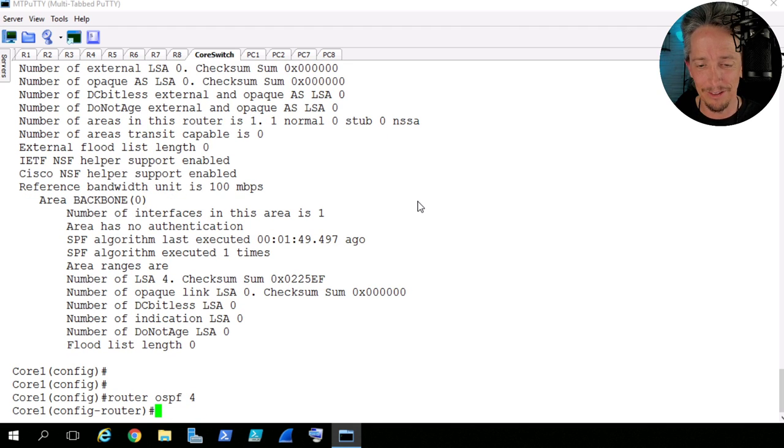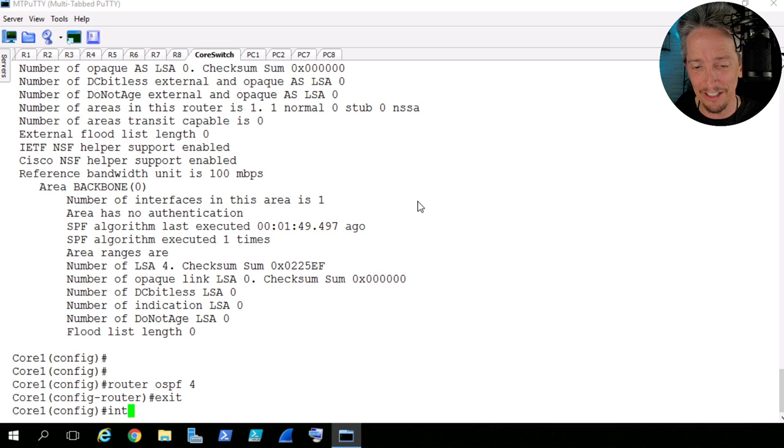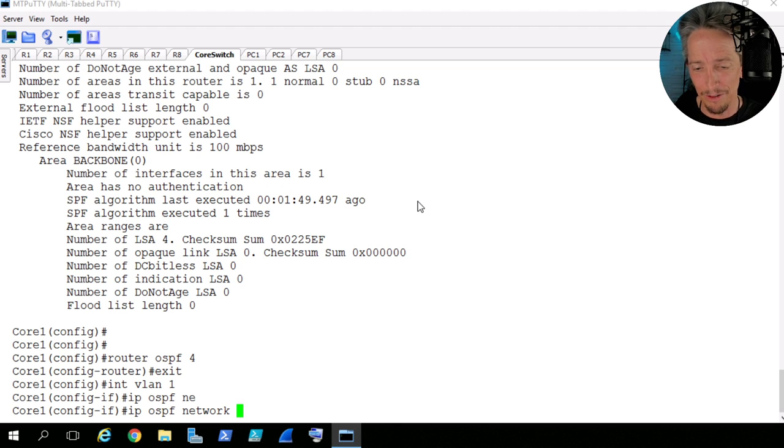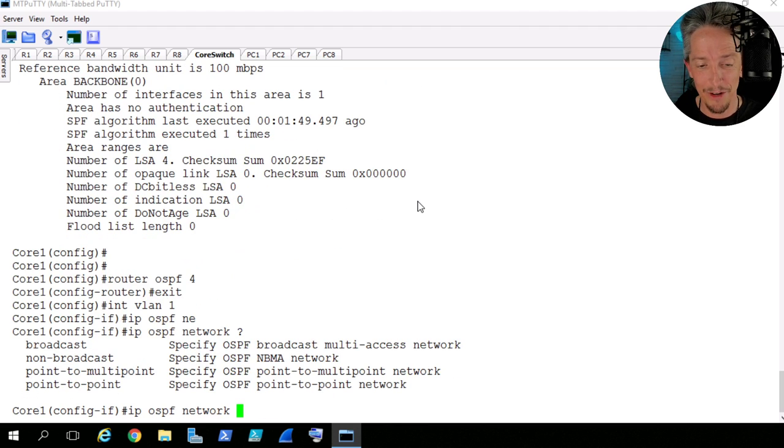To change the network type, we don't need to go to the OSPF routing process. I was just too excited. We're going to go to the interface. So interface VLAN 1. That's interface VLAN 1. And IP OSPF network type. And we'll specify our choice here is broadcast, which is the default for Ethernet.